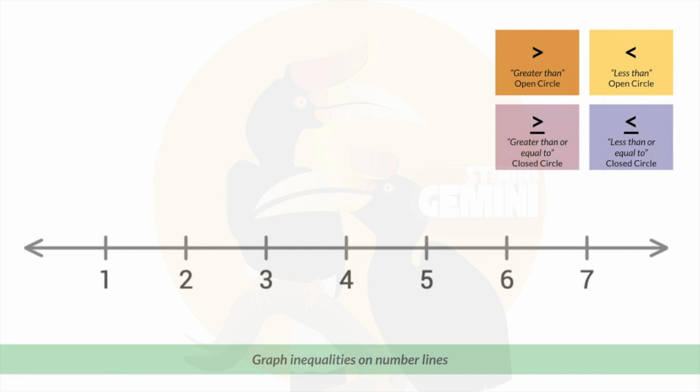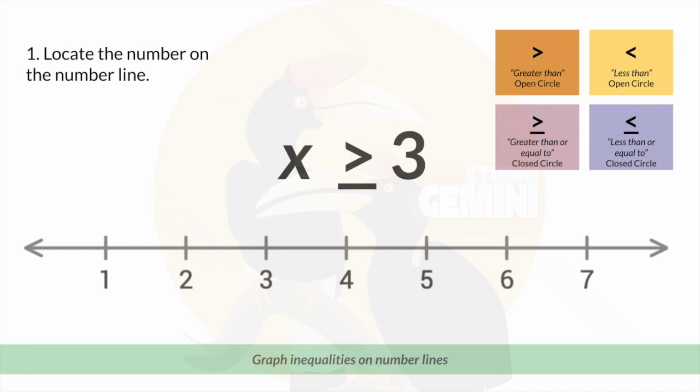So there are only 3 real steps to graphing our inequalities on a number line. First, we want to locate our number on our number line. So if we look at this inequality right here, this reads x is greater than or equal to 3. So we know that we're going to have a circle at the number 3. The next step is to determine if the circle should be open or closed. Because our inequality symbol is greater than or equal to, that means that we need a shaded in or a closed circle at 3. That means that the number 3 is included in part of our inequality solution because our symbol says greater than or equal to.